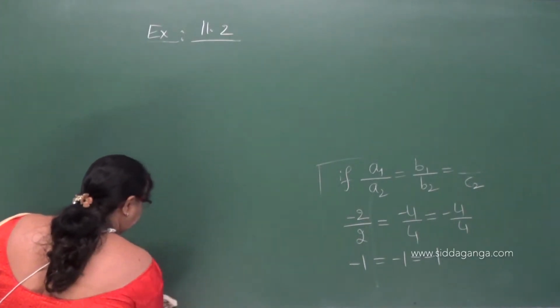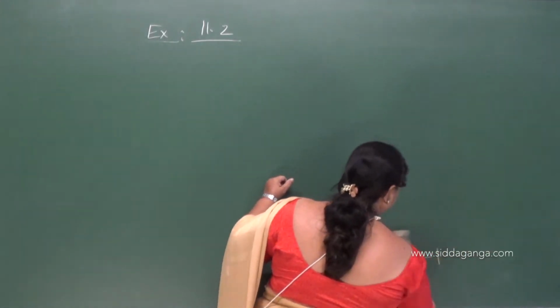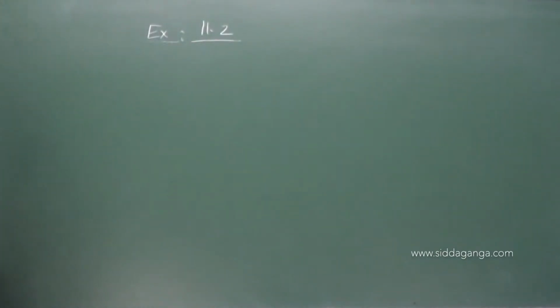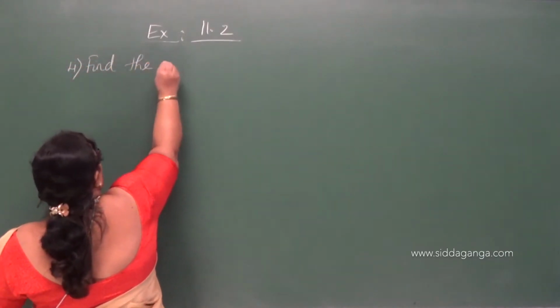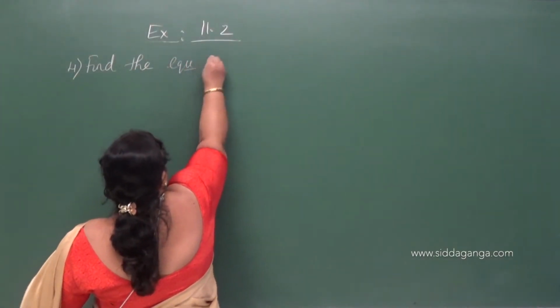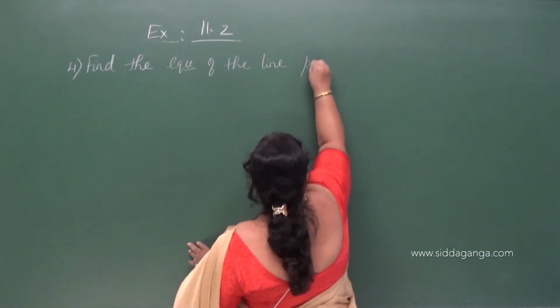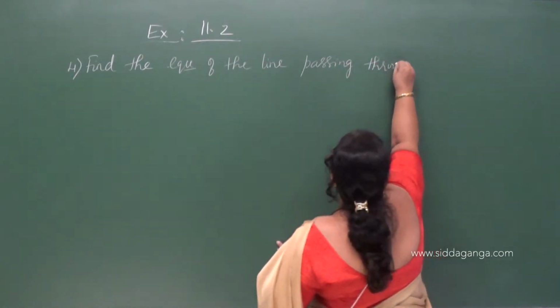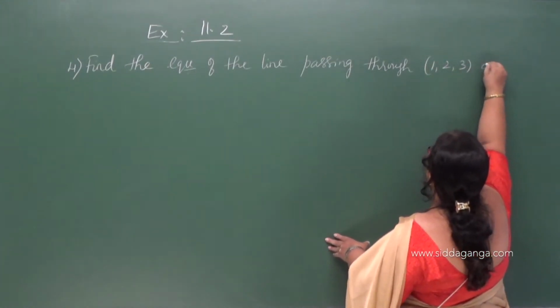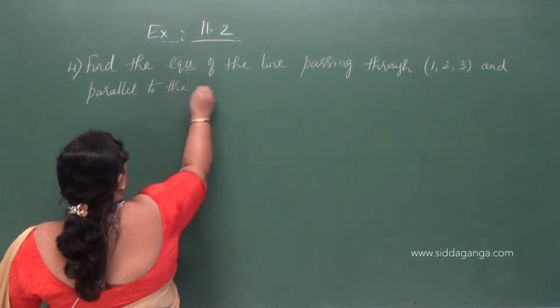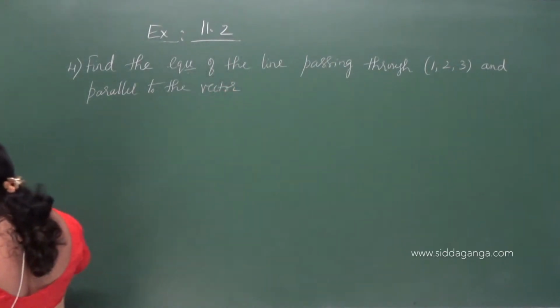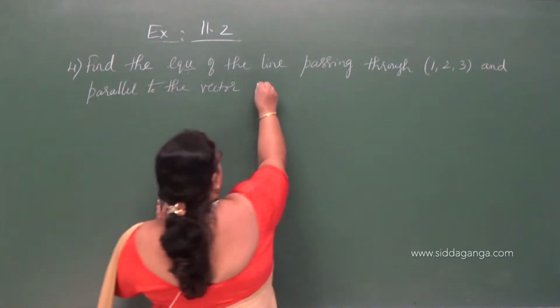Now you take down the fourth example. Find the equation of the line passing through the point 1, 2, 3 and parallel to the vector 3i plus 2j minus 2k. I think you can solve this by yourself.